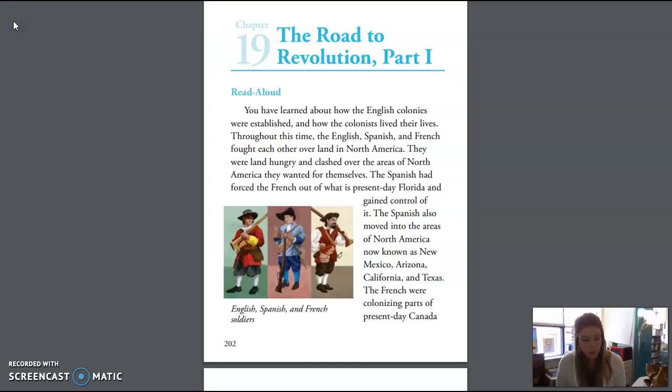Hi friends, today we're doing Unit 10, Lesson 14, The Road to Revolution, Part 1. We're going to start by going over the key vocabulary words you'll be hearing in today's reading.